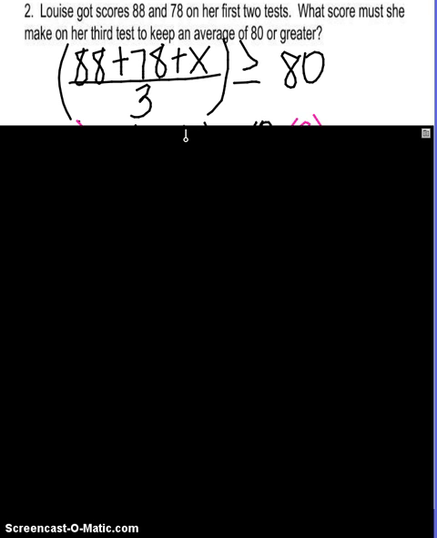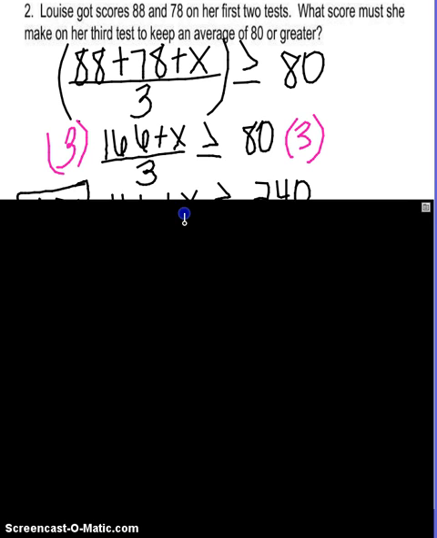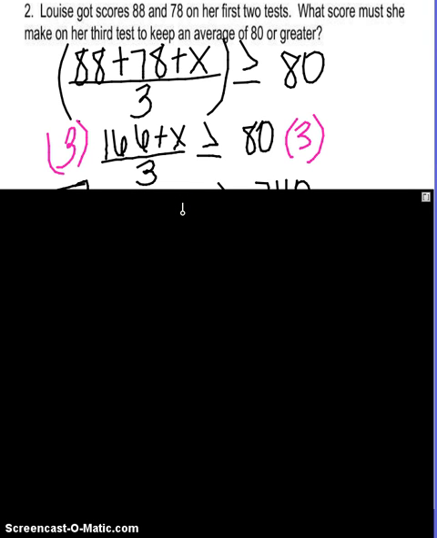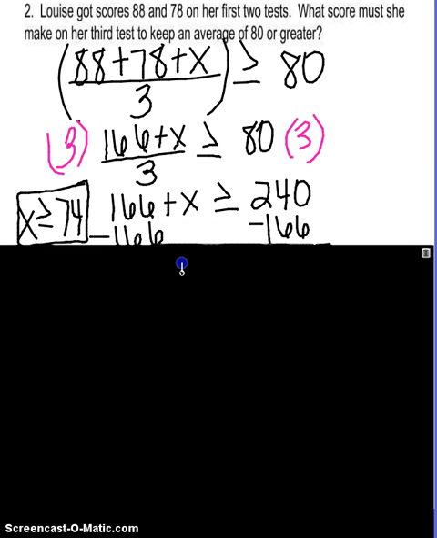And now that I have the equation written, I'm going to solve it. In order to get rid of something that is dividing by 3, I should multiply both sides by 3. So you should see the 3's in pink. That's going to cancel both 3's on the left-hand side of the inequality, and then I'm going to multiply 80 by 3. So what that ends up at is 166 plus x, because I added the 88 and the 78 together, is greater than or equal to 240. That 240 is multiplied from the 3 and the 80.